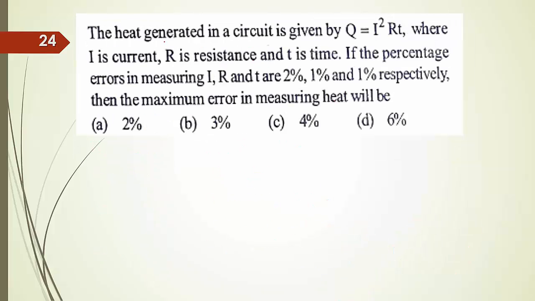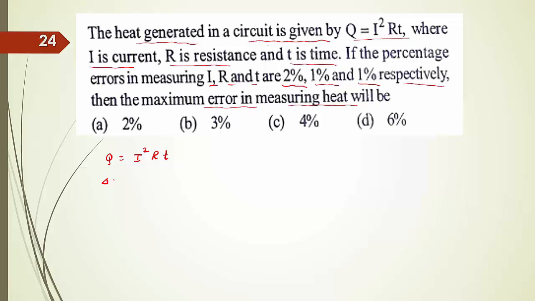Question number 24. The heat generated in a circuit is given by Q equal to I square R T, where I is current, R is resistance and T is time. If percentage error in measuring I, R and T are 2%, 1% and 1% respectively, then the maximum error in measuring the heat will be. See here, already the equation is given, Q equal to I square R T, right? So we have to find the percentage error in Q.